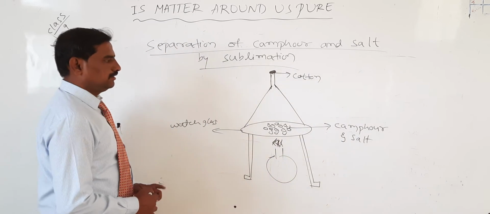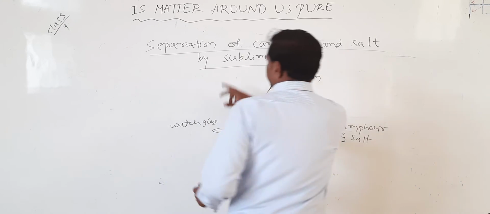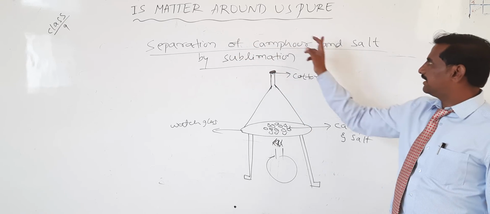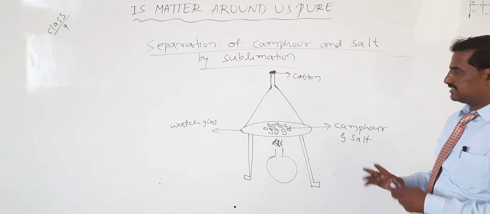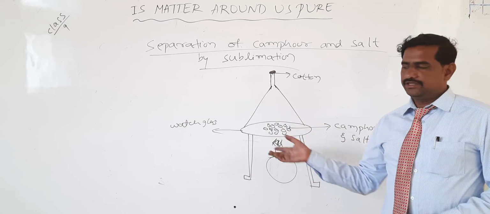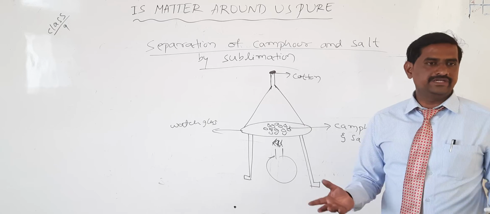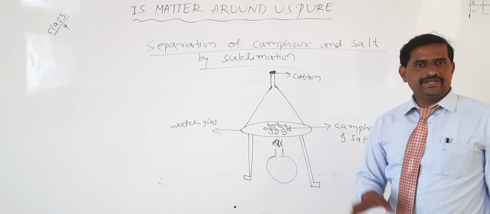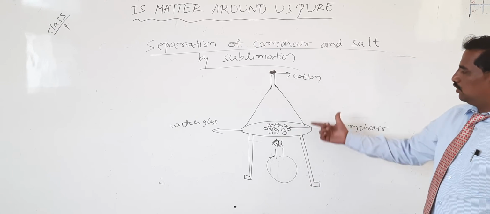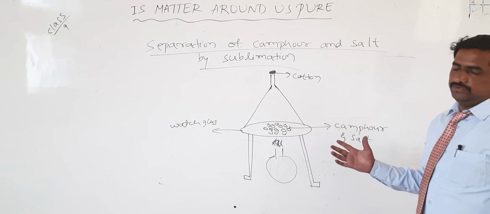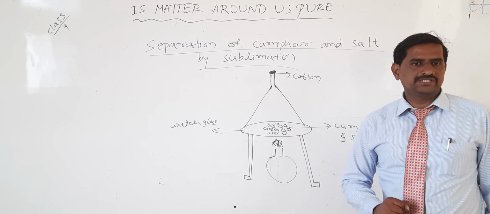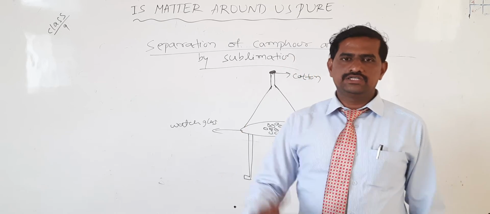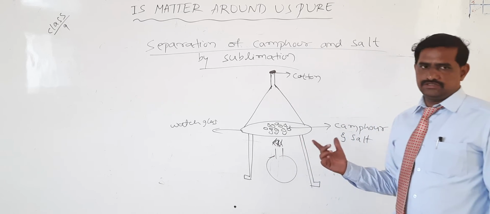Okay, see here the sublimation process, the separation of camphor and salt by the sublimation process. How can we separate these two solids? Both are solid here. Before that we studied the two immiscible liquids, kerosene oil and water, which we can separate with the help of the separating funnel. But here both are solid, camphor and salt. So by which method are we separating them? Sublimation. So what do you mean by sublimation? Sublimation is the process of directly converting solid into gas.